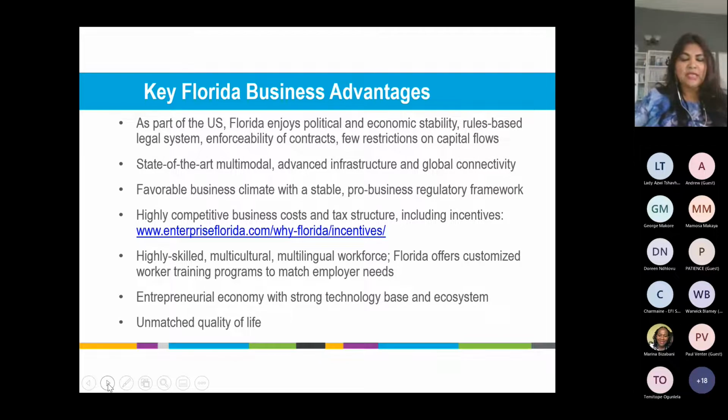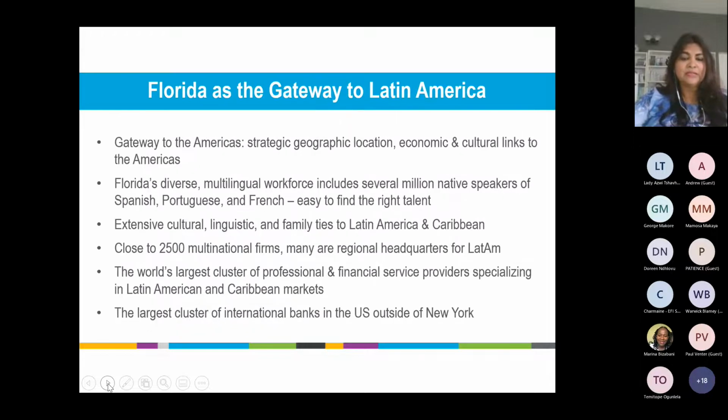Florida's key business advantages include a favorable business climate, a very pro-business regulatory framework, political and economic stability, a rules-based legal system, enforceable contracts, and few restrictions on capital flows. I've already touched on the state-of-the-art multimodal advanced infrastructure and global connectivity. It is an entrepreneurial economy. Florida has highly competitive business costs and tax structures, which includes incentives. Florida has a highly skilled, multicultural, multilingual workforce, and lastly, a very attractive quality of life. Next slide, please.